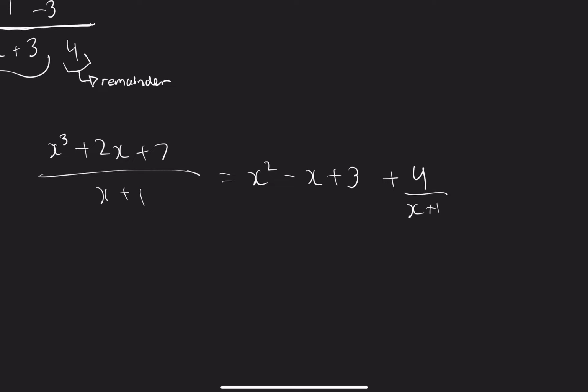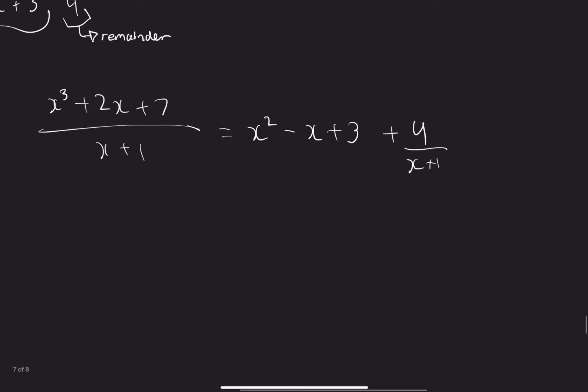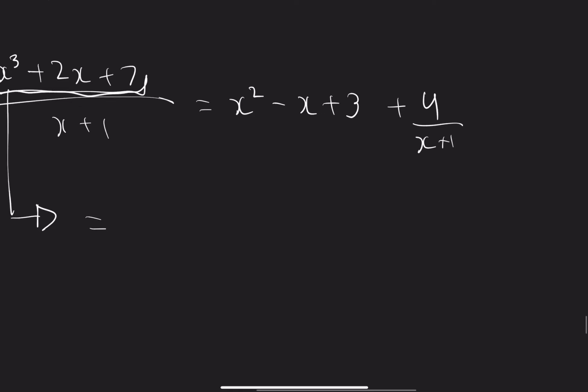I guess it's probably a good habit just to check over the working, so let's check this over really quickly. We can multiply this whole thing by x plus 1, so this will no longer have a denominator, or it will, but of 1, and this will have a denominator 1 as well. So we'd get that what our dividend is equal to is x squared minus x plus 3 multiplied by x plus 1, plus 4.